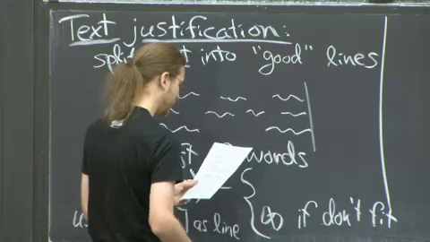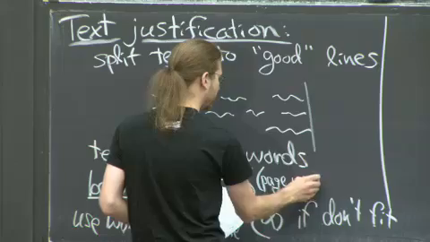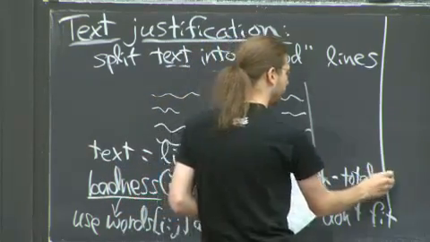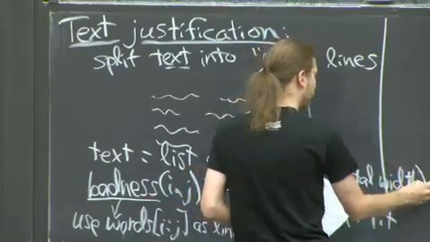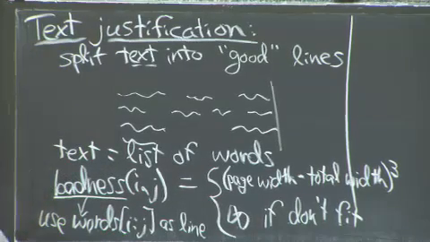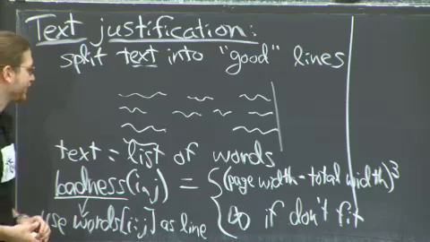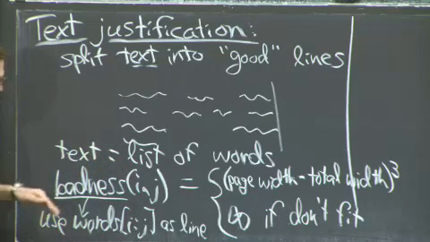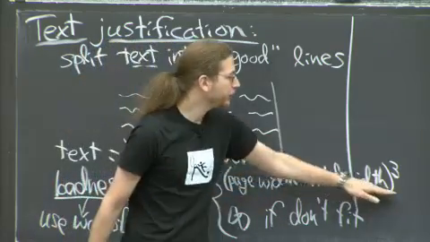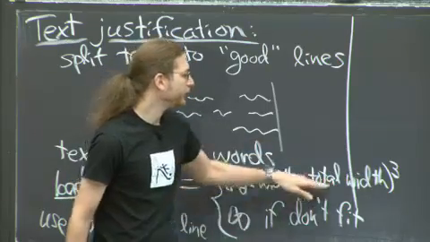Otherwise, it's going to be page width minus total width, cubed. Why cubed? Who knows? This is the LaTeX rule. And squared would probably also be fine. So this is the width of the page minus the total width of those words, where you also have to include the spaces here. You take the difference, you cube it.